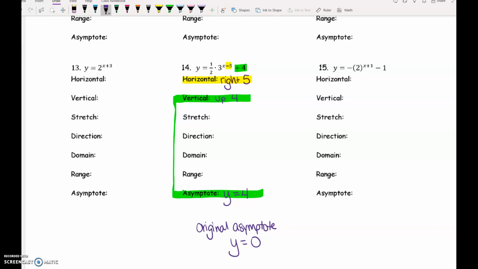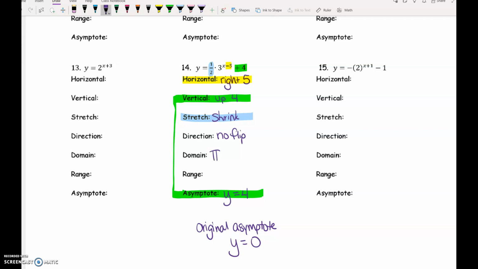Okay, this one does have a stretch or a shrink. That would be this number in front. This one is going to be a shrink. If it doesn't have one, like look at number 13 doesn't have one, you just write none. Number 13 also doesn't have any vertical, so you'd write none. If there's none, you just write none. For direction, I want you to write flip or no flip. This is a positive 1/2, so it is going to be no flip.